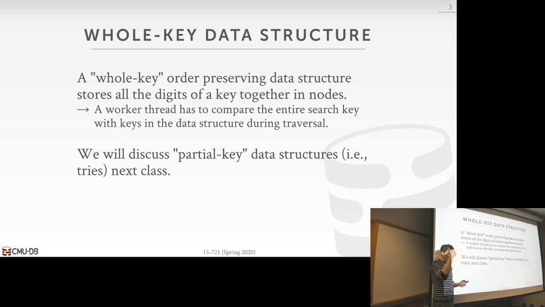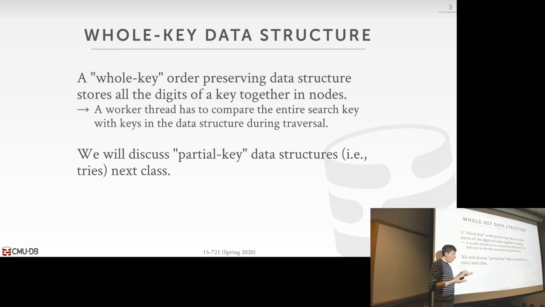What I mean by that is if I have a key ABC, I could have in my leaf node key ABC together. And now if I want to do a comparison, to see whether my key is less than or greater than or equal to that given key, I have all the contents of the key right there. That's not entirely true when you start doing some compression techniques, but for our purposes today, we can assume that's the case, right?